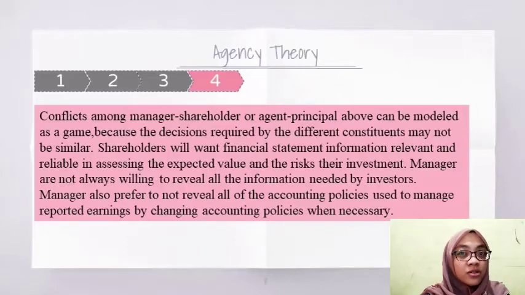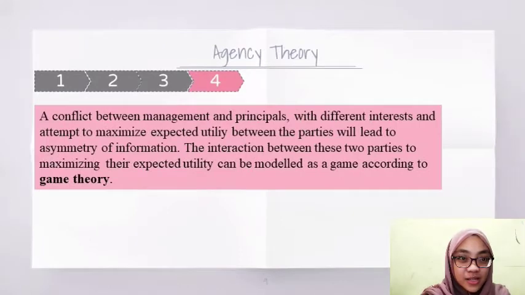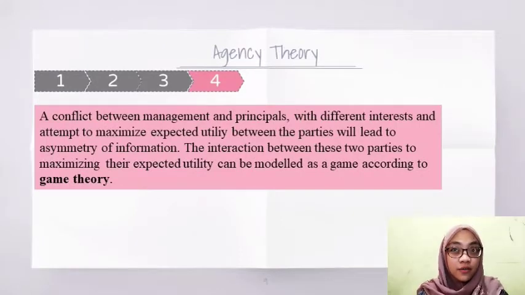Managers also prefer not to reveal all of the accounting policies used to manage reported earnings by changing accounting policies when necessary. A conflict between management and principals with different interests, and attempts to maximize expected utility between the parties, will lead to asymmetry of information. The interaction between these two parties maximizing their expected utility can be modeled as a game according to game theory.